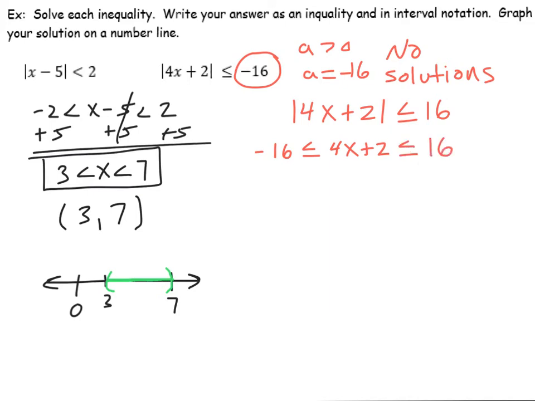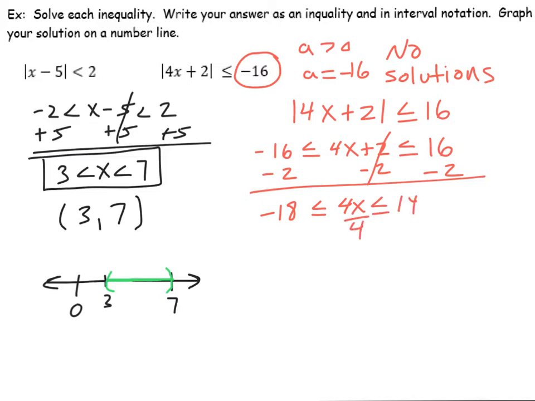And we would have something like that. With our first step to subtract 2, those would cancel. Negative 18, less than or equal to 4x, which is less than or equal to 14. This one's got 2 steps to solve as opposed to 1. That first one we did was pretty simple.